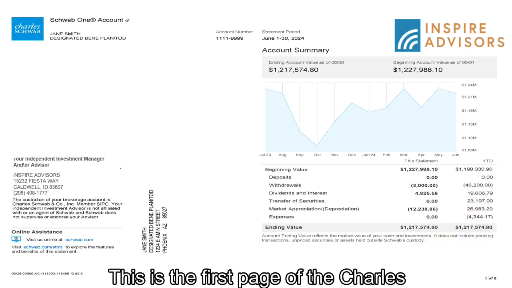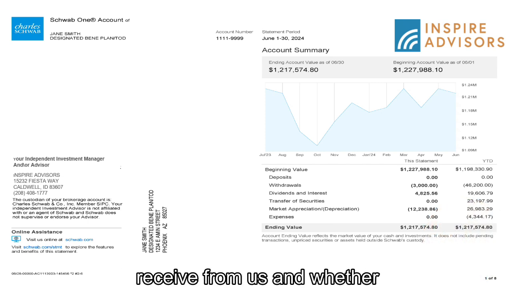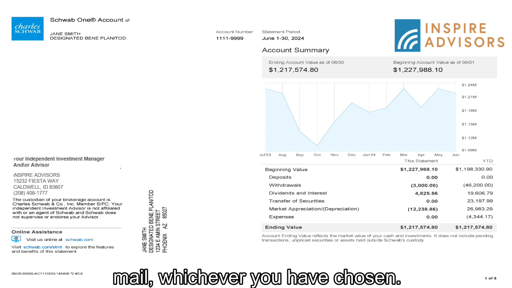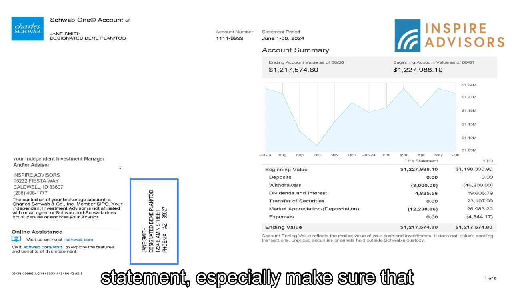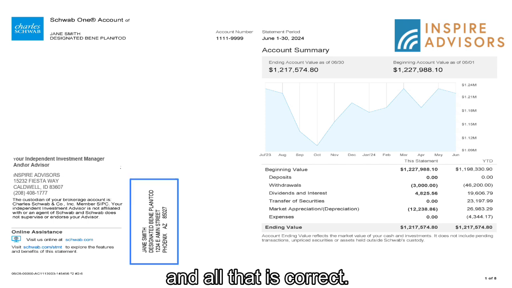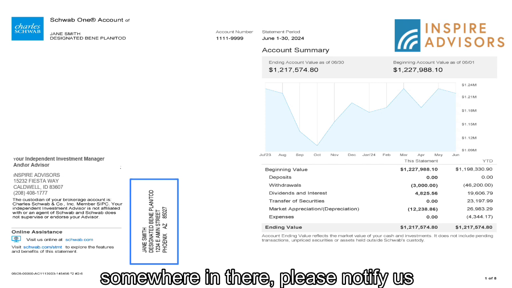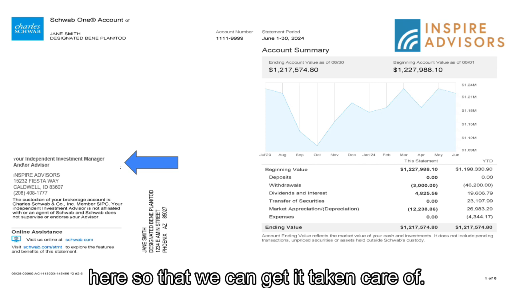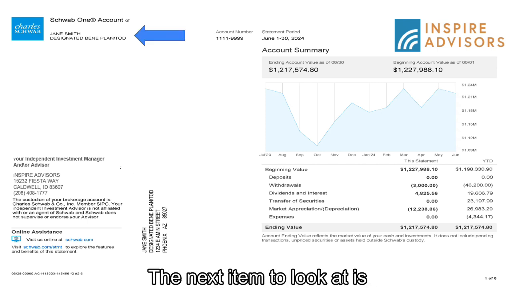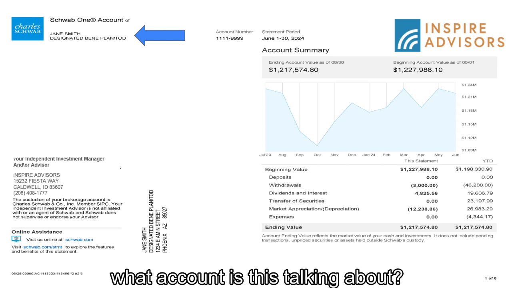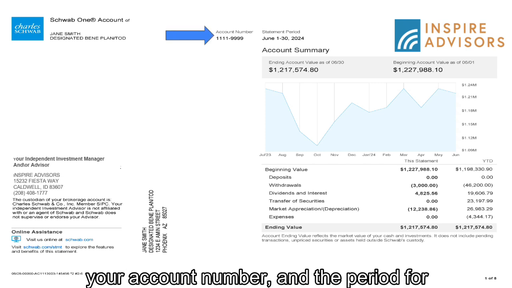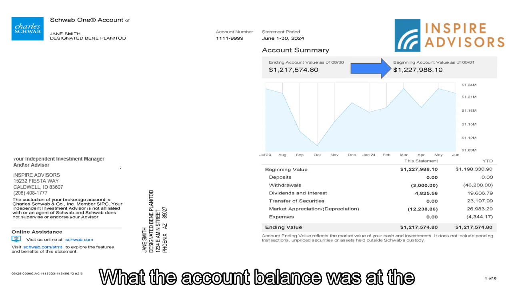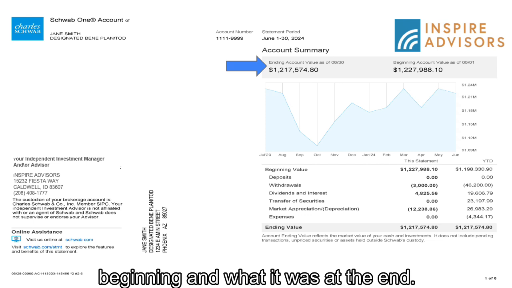This is the first page of the Charles Schwab advanced statement that you'll receive from us, whether it be electronically or by mail, whichever you have chosen. Now, when you receive your first statement especially, make sure that your name and address and all that is correct. If it's not, and there's a spelling error somewhere in there, please notify us right away, and our information is right here so that we can get it taken care of. The next item to look at is what account is this talking about? This will be how it's registered here, your account number, and the period for which this statement is for. What the account balance was at the beginning and what it was at the end.